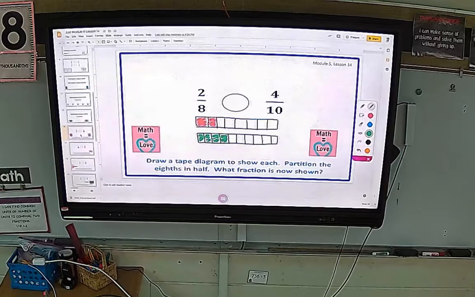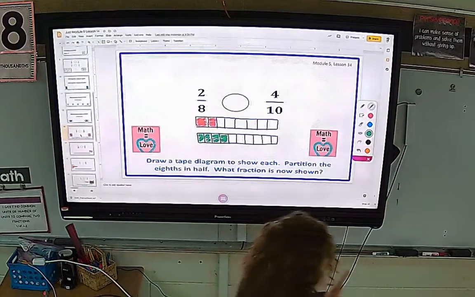Just super quick shading, super quick drawing, because we're not staying here very long at all. Make sure that both of your tape diagrams are the same exact size. Okay, so this one needs to be the same size. Now, one of these is eighths and one of these is tenths. We had to be careful, didn't we, with how we drew our pieces, because they're close in size.